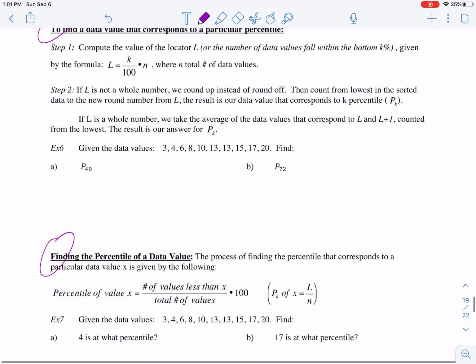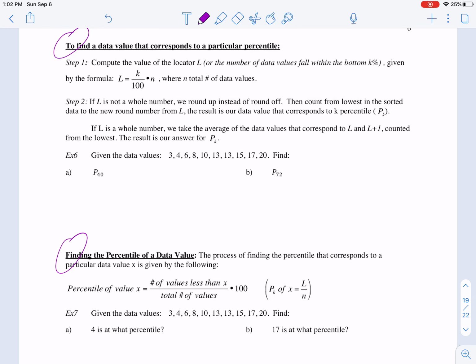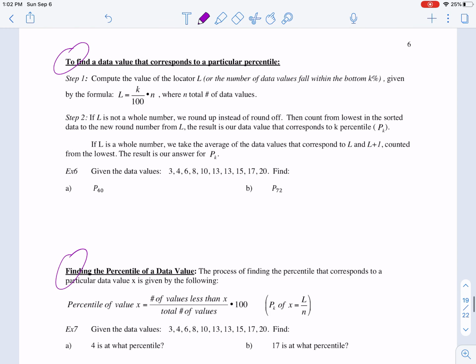All right, so let's start with this one here: to find the data value that corresponds to a particular percentile. To do this, we compute the locator L, or the number of data values that fall within the bottom K percent, given by the formula L = K/100 times N, where N is the total number of data values.